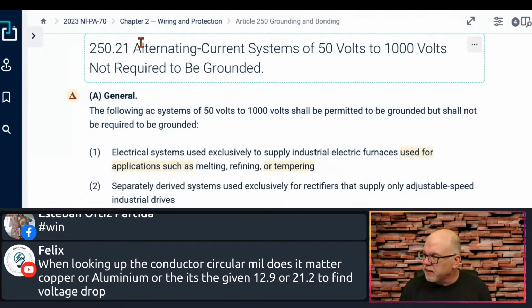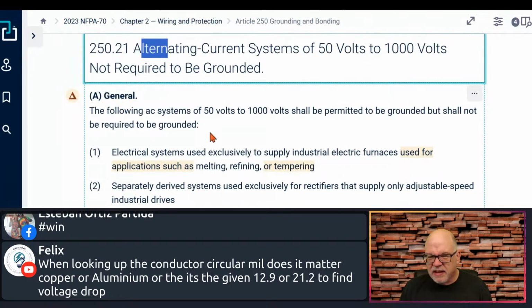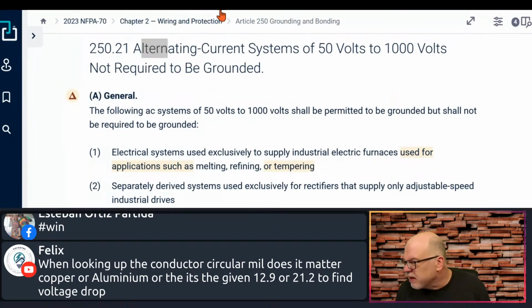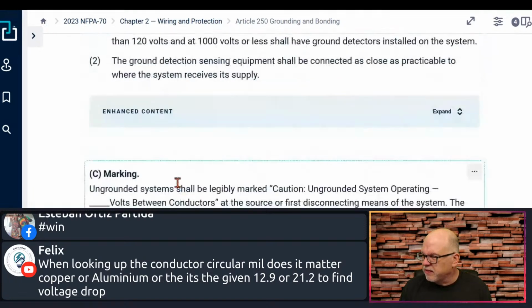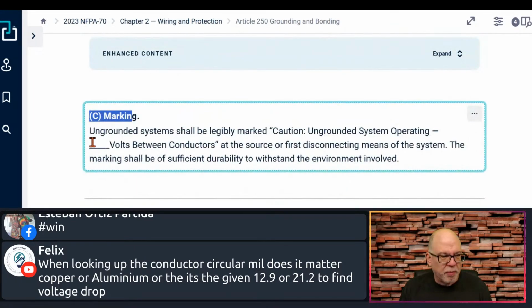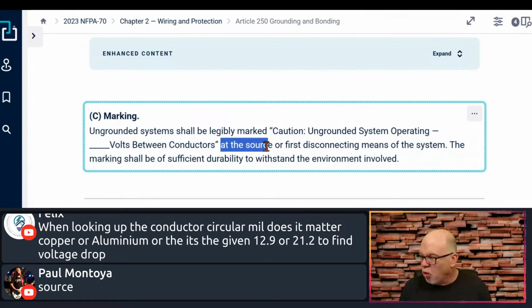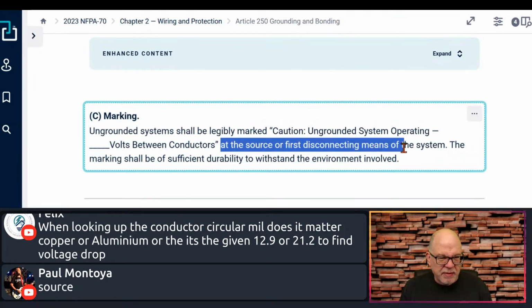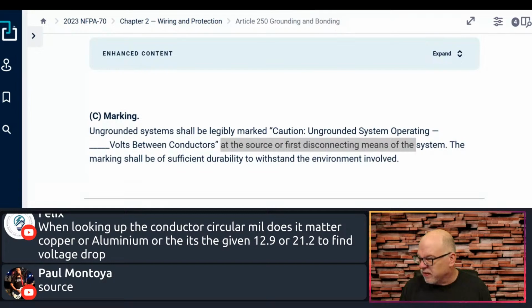Okay, so alternating right here. And let's see here. Did it give us references again? Yeah, 250.21(C), remember? So here's A, B, C. Markings. There's that familiar blank, so we know we're good there. And it says, let's see, at the source or first disconnecting means of the system. All right? So, there.